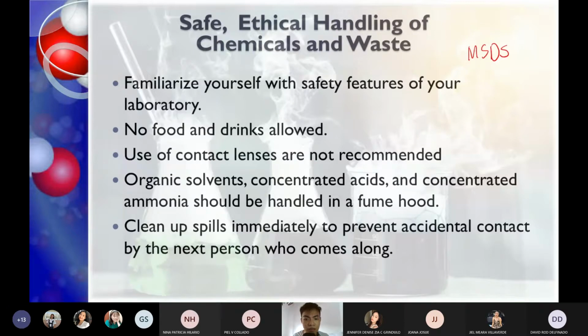There you will find information on the identity of the substance and how to handle it. If you suddenly ingested it, what can you do? Should we bring you to the hospital? That is written there. So you should be able to know the MSDS of your chemicals.